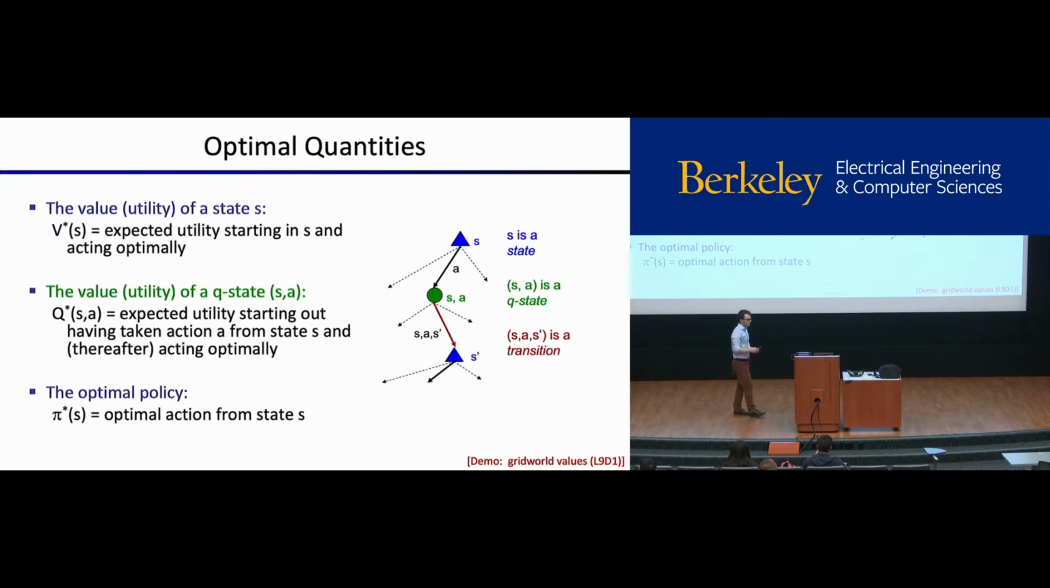Okay, so we talked about some of these optimal quantities, right? We talked about V star and Q star, and these are the things that define the value of states or define the value of Q states, these state action pairs.